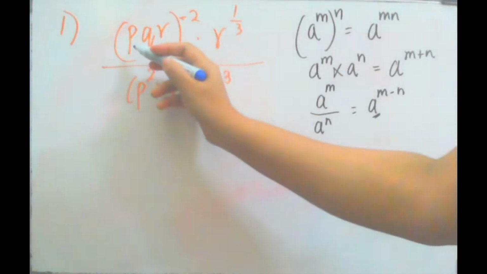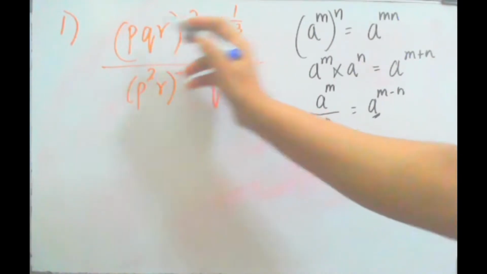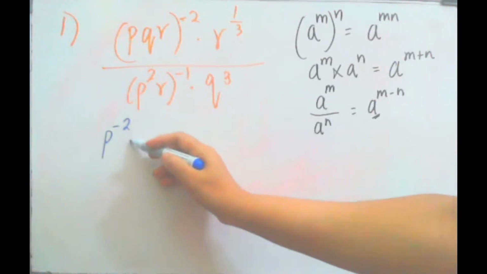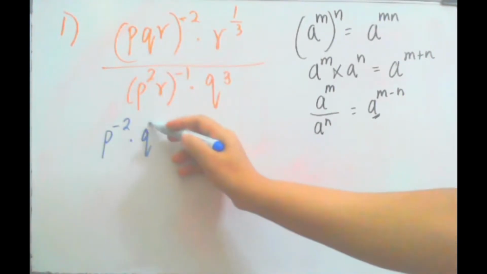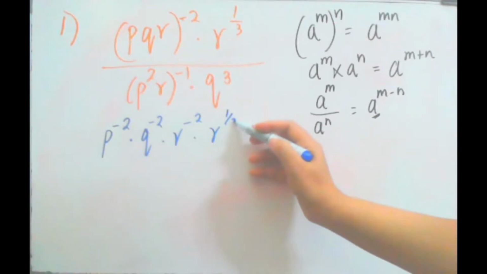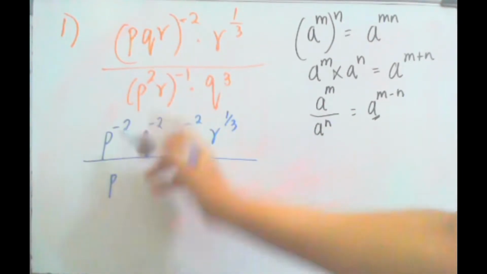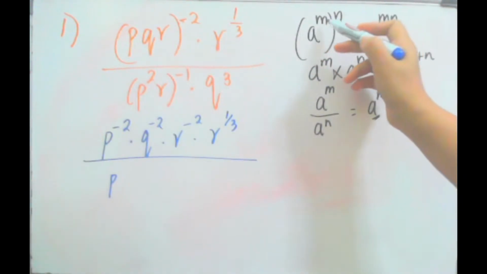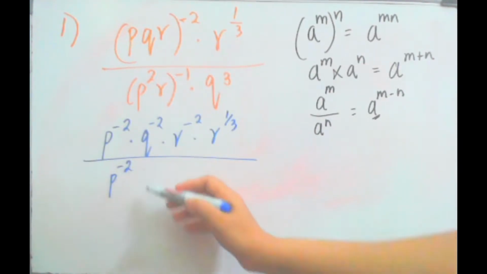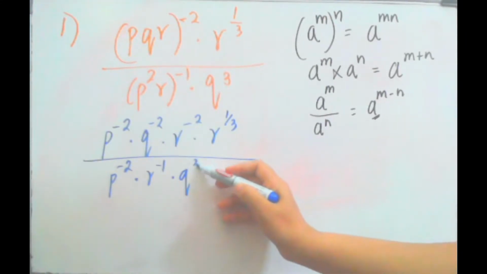So let us look at one at a time. P power minus 2. So this is (PQR) whole power minus 2. That means it is P power minus 2 multiplied with Q power minus 2 multiplied with R power minus 2, multiplied with R power 1/3. So basically we opened up this bracket. Divided by (P power a power m) whole power n, we multiply the two powers. So 2 multiplied by 1 minus 1 gives us minus 2, multiplied with R power minus 1 multiplied with Q power 3.